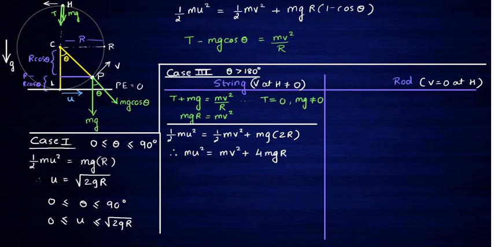So from this equation we already know that mv square is equal to mgr. So I can directly write down mgr in place of mv square over here. So mu square is equal to mgr plus 4mgr. So overall it is equal to 5mgr. Therefore we get u is equal to root 5gr.